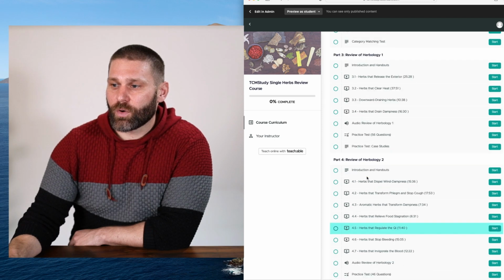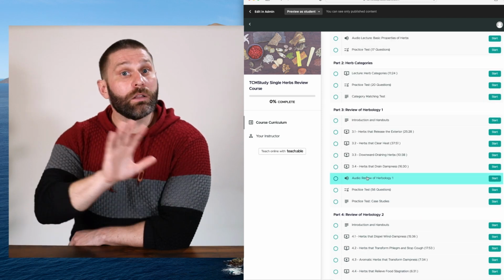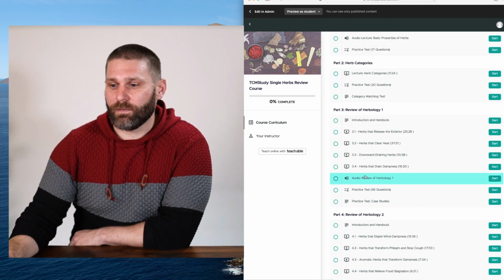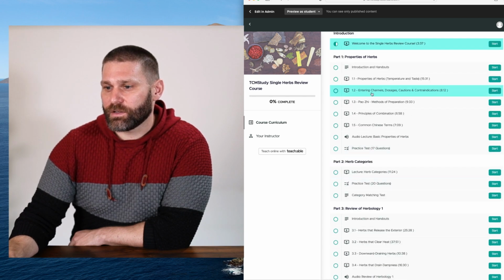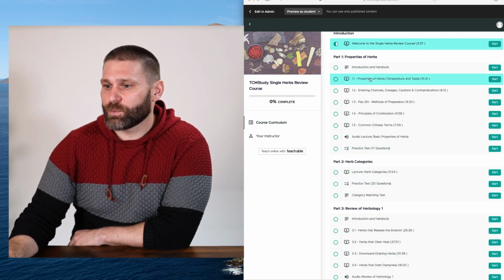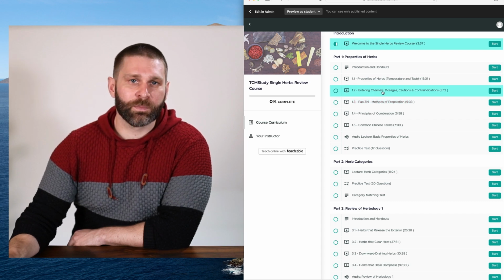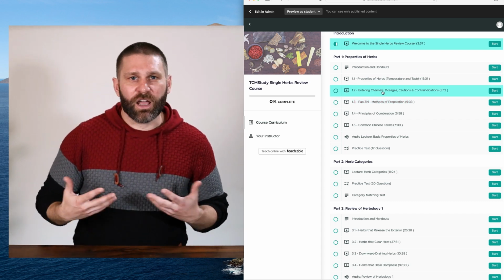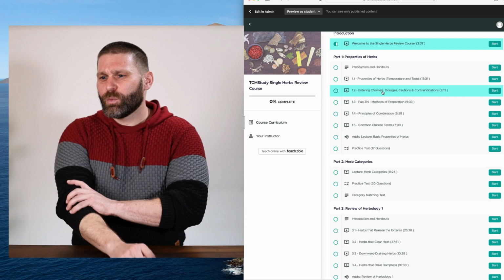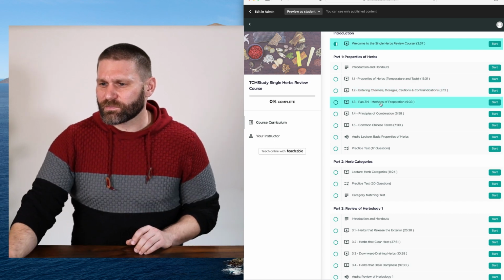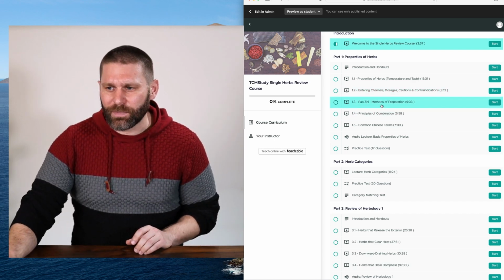So this is a course meant to go through all of the herbs, but in a very quick, efficient manner. You see, we have different modules. In the first one, we're going over the properties of herbs. Those are things like the taste, temperature, entering channel, dosages. And then we also go over some of those things that we talk about in the very beginning.